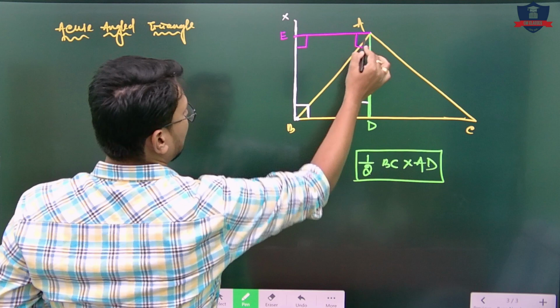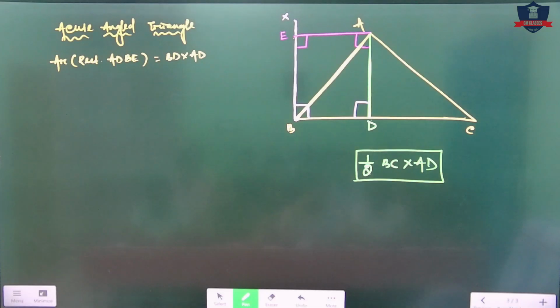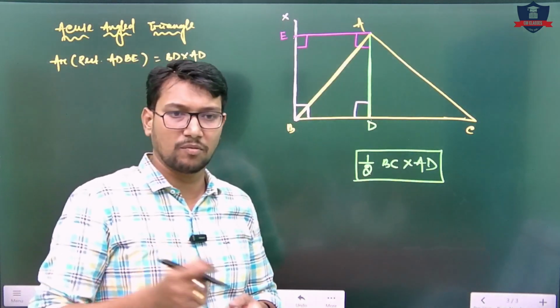What is the area of ADBE? Area of a rectangle, that is a rectangle, right? ADBE. We can write now, children, BD into AD. Is that clear? Clear, everyone? Okay.